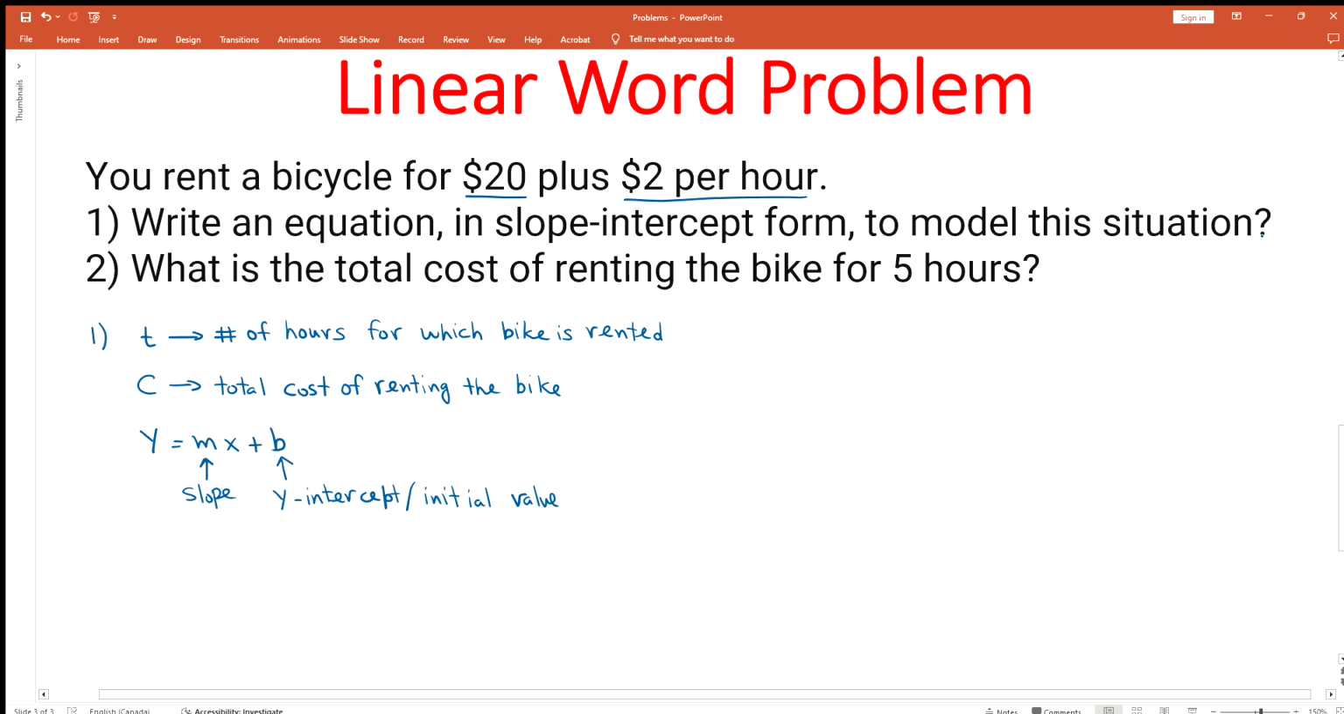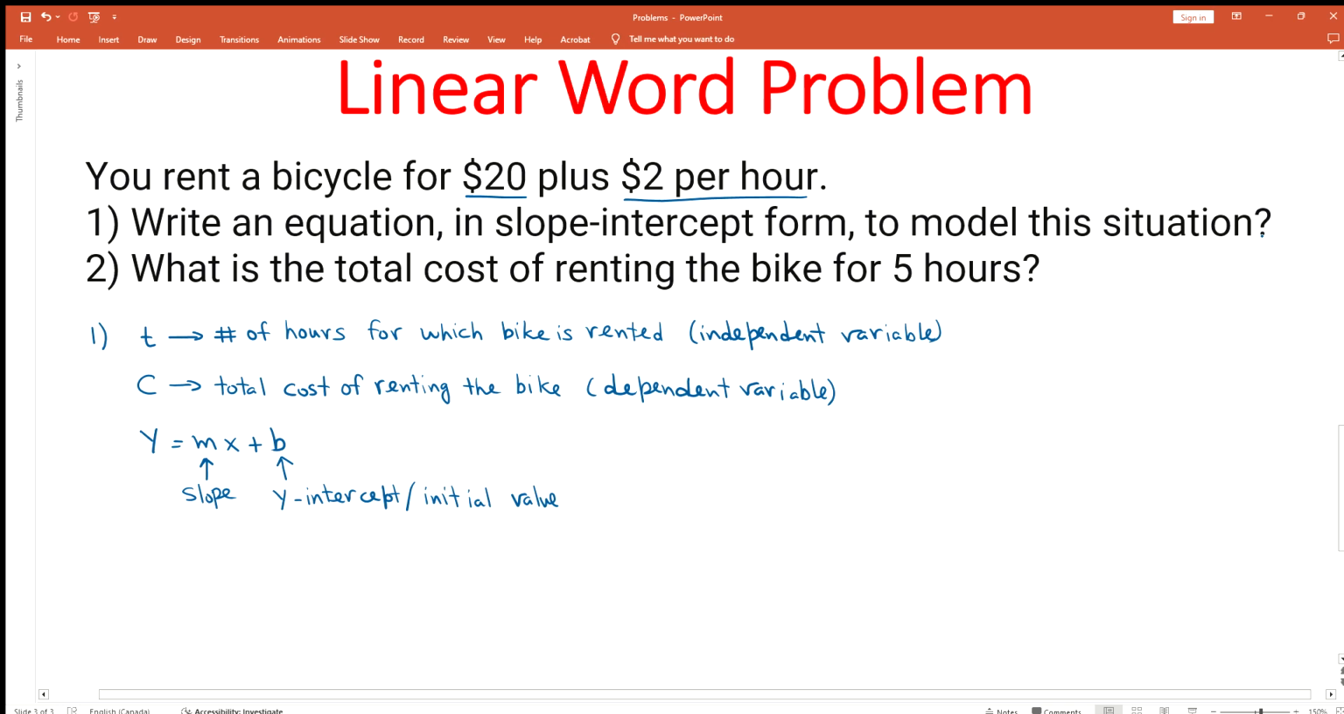We should write this equation in terms of the variables c and t. Among the variables c and t, t is the independent variable and c is the dependent variable, because total cost of renting the bike depends on the number of hours for which the bike is rented. This is an important concept we need to understand and memorize.